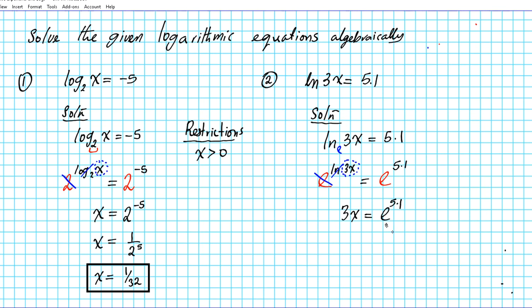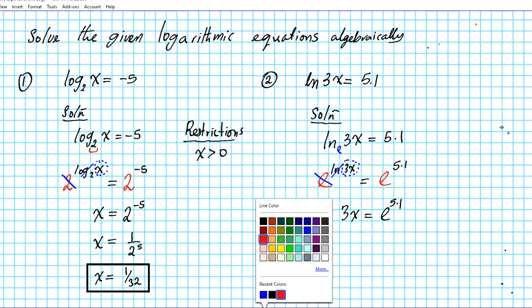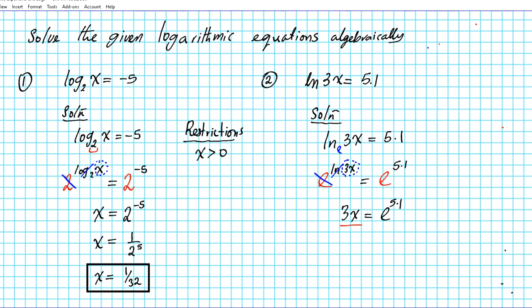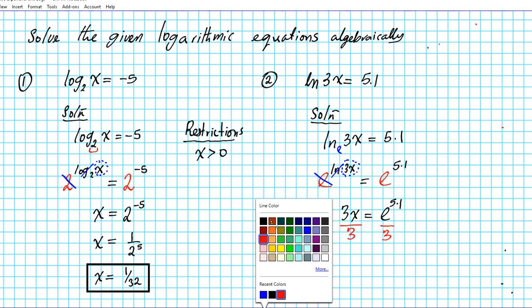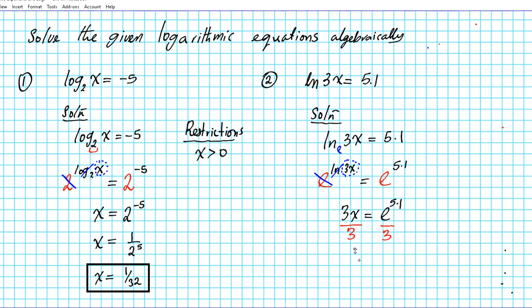Okay, remember e is an irrational number, just like pi. It's 2.7 and it's a non-repeating, non-terminating decimal. Now to finish this off, we just divide both sides by 3. So divide by 3, divide by 3, and your final answer, x, is going to be e to the 5.1 over 3. Now, does this solution violate the domain constraints here?